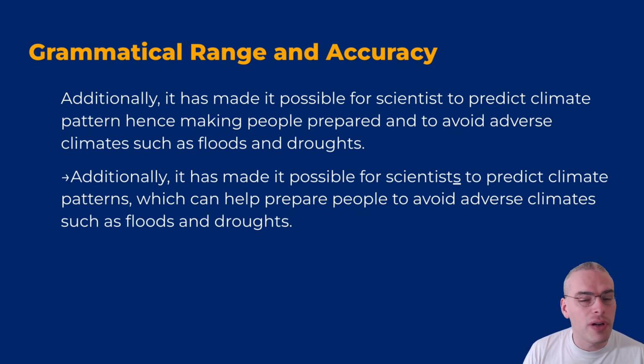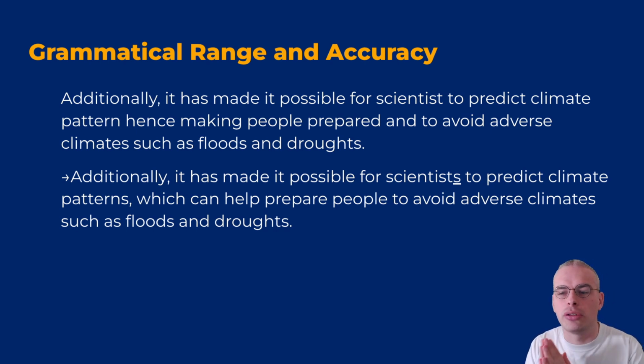So the first mistake I spotted here is predict climate pattern. Well, there's not just one of those, is there? It should be patterns with an S, because scientists will try and predict a lot of different things. The second thing I've done is I've just kind of cleaned up the grammar a little bit at the end here, because hence making people prepared and to avoid adverse climate, I would say, which can help prepare people to avoid adverse climate, such as floods and droughts. That's a bit closer to what you mean.